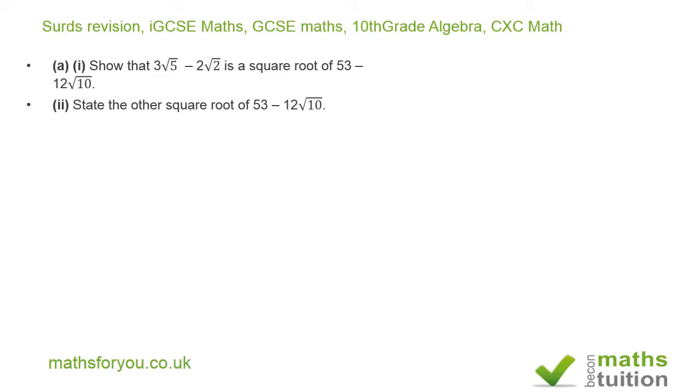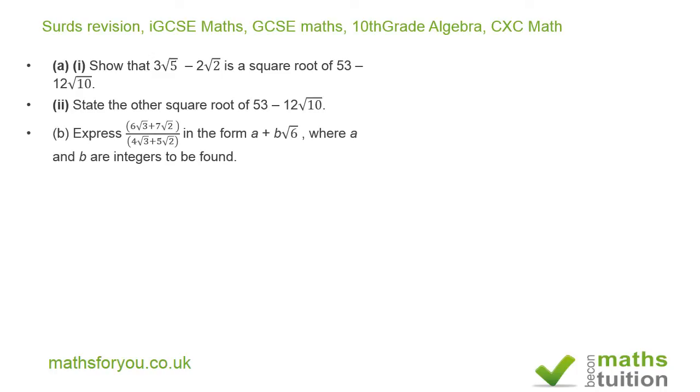For part B, it says, express 6 root 3 plus 7 root 2 divided by 4 root 3 plus 5 root 2 in the form a plus b root 6, where a and b are integers to be found. Now, because subsection 1 and subsection 2 carry only 1 mark each, you've got to be very fast, but because it's a revision exercise, I'm going to take the liberty of taking my time to do it.